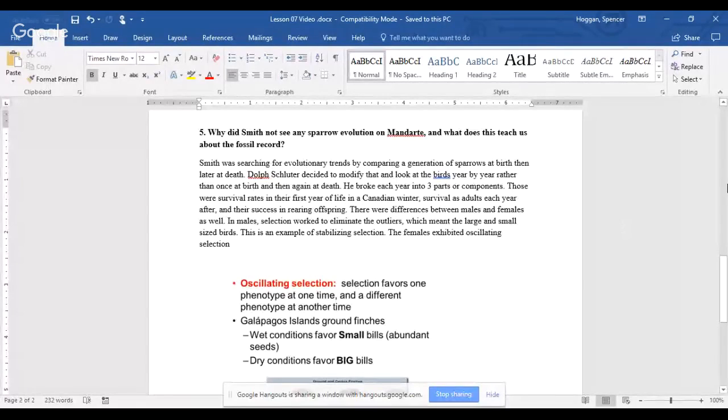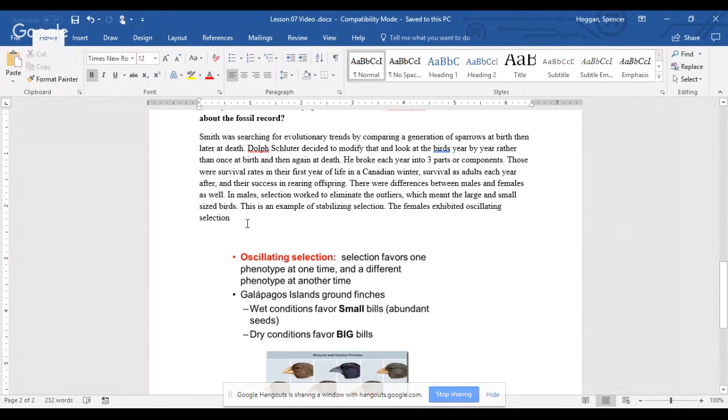Okay, so the question is, why did Smith not see any sparrow evolution in Mondarte, and what does this teach us about the fossil record? So basically, Smith was searching for evolutionary trends by comparing the generation of sparrows at birth and then at death. And so apparently that was the problem, because then later on Dolph Schluter came by and he decided to modify that and look at the birds year by year rather than once at birth and then again at death.